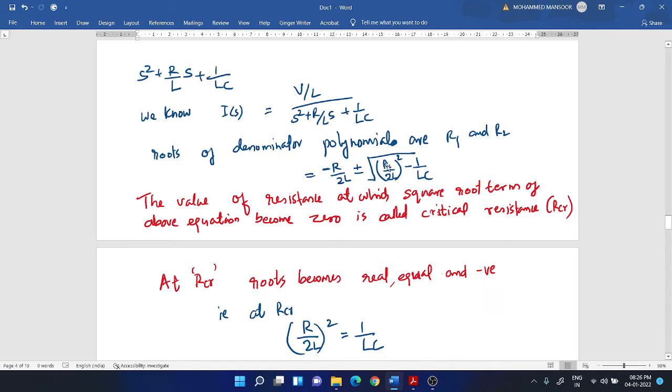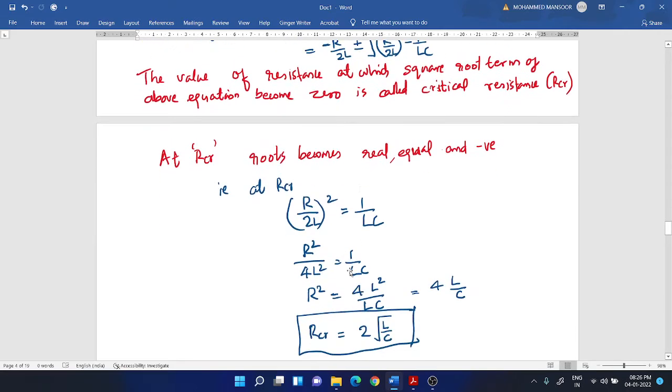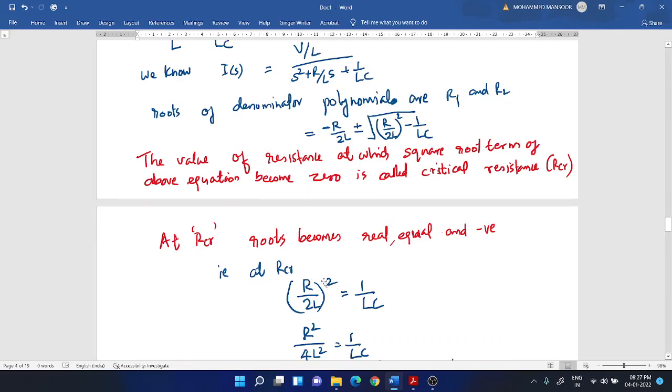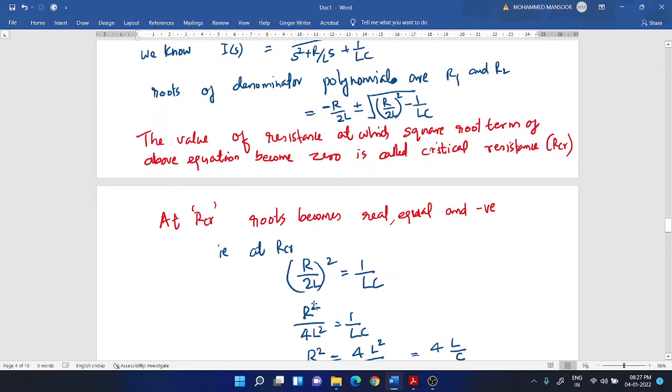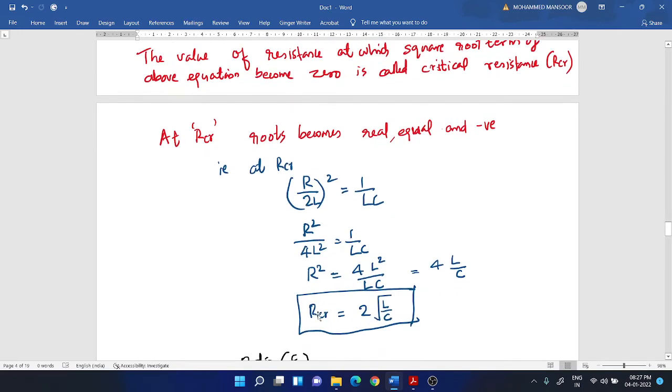Clear? So when this part is 0, the roots are minus R by 2L alone. Both roots become minus R by 2L. Okay, so when this part is 0, the root becomes 0. (R by 2L) whole square is equal to 1 by LC is the condition for critical resistance. So under this case, what is the resistance value? That is the critical resistance, that we can derive as R_CR equal to 2 into root of L by C.